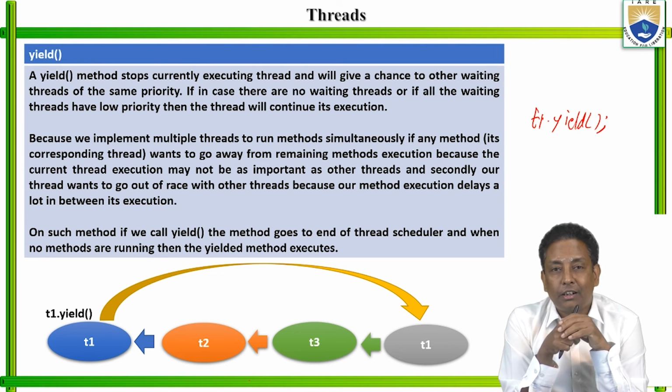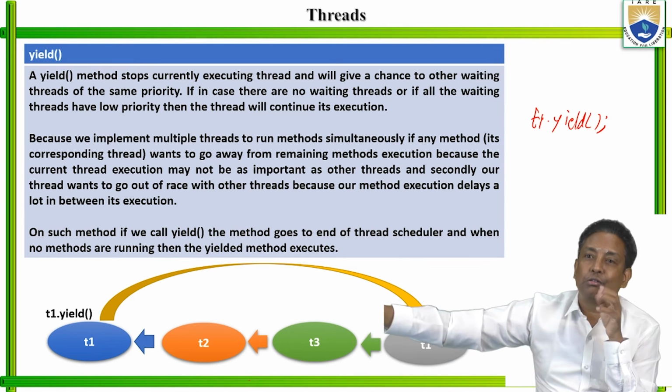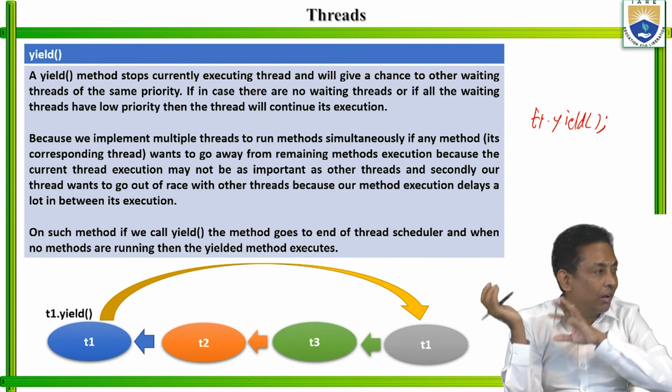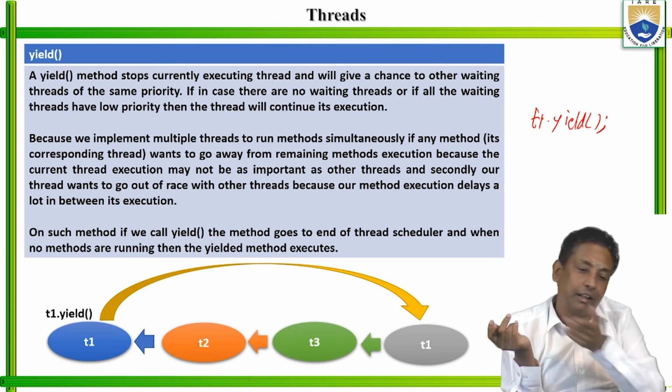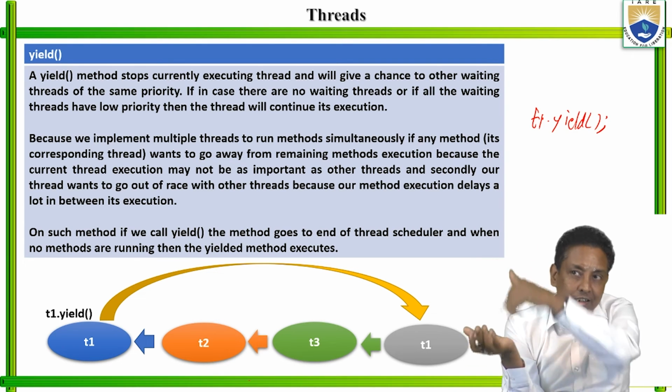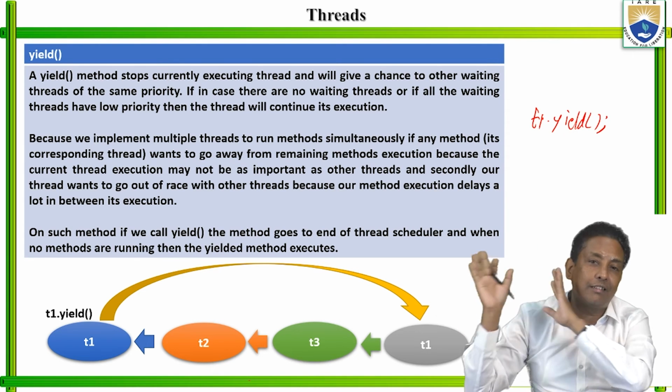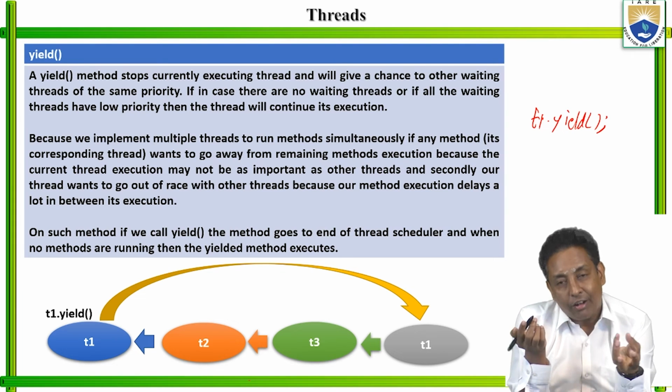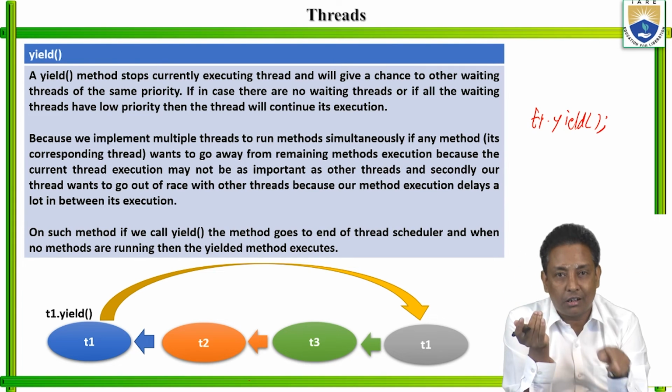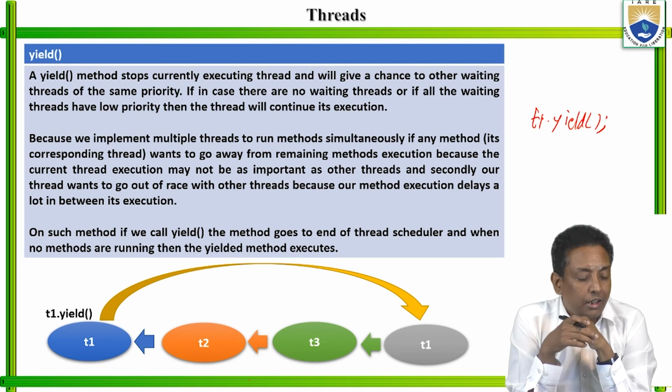So I'll call the yield method. Let my thread go to last. Once all my preceding thread executions are completed, then finally I'll execute. When there is no race in the thread scheduler, when I am the only thread, I'll execute. So how do you give such an instruction to the thread scheduler? By calling the yield method on your thread.